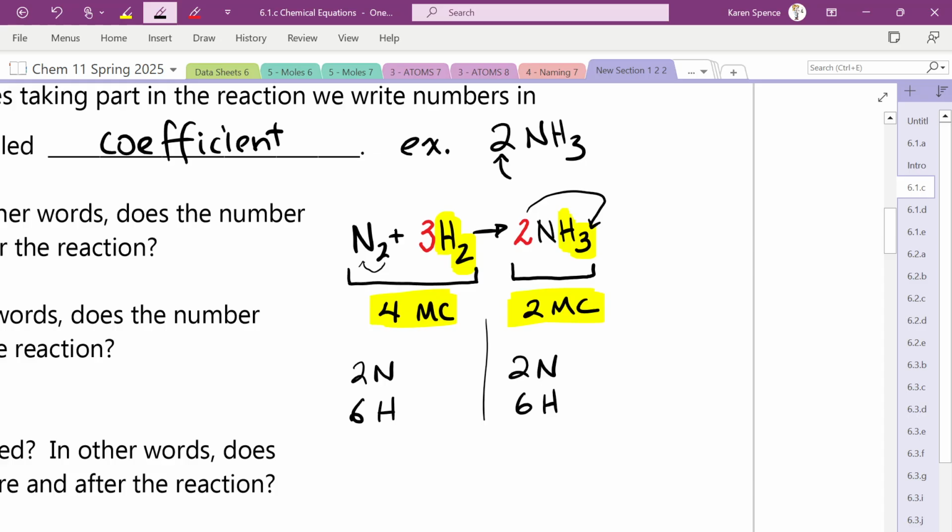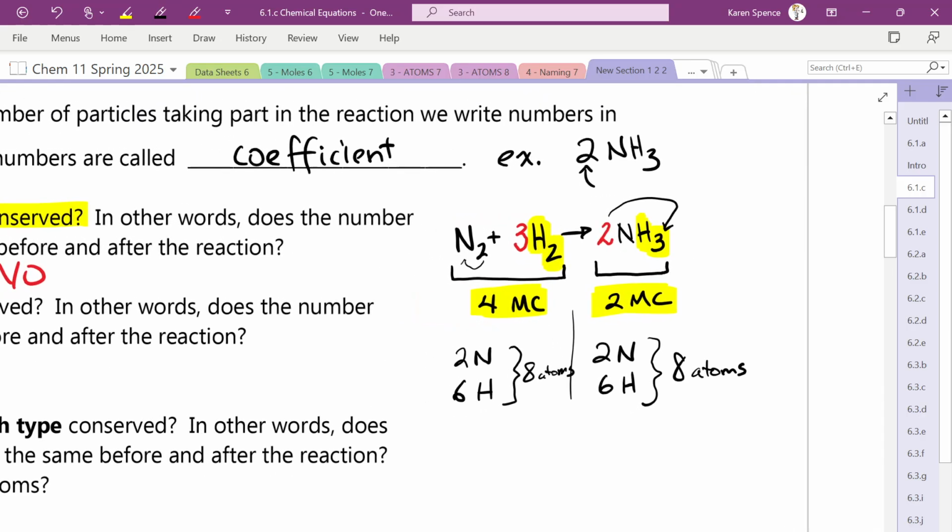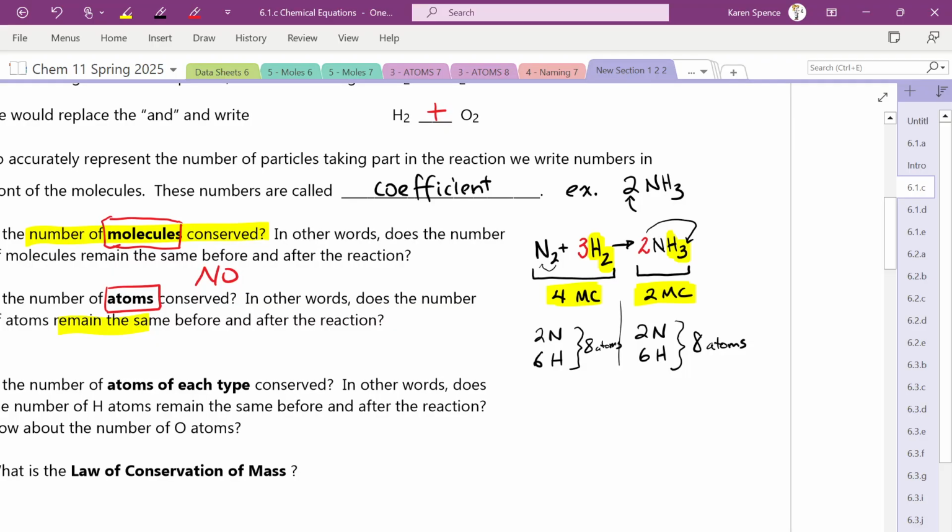So have we conserved the number of atoms? There's 8 atoms here. And there are 8 atoms here. Did we conserve atoms? Yes. So was the number of atoms conserved? Did it remain the same? The answer is yes. How about the atoms of each type? Did each type also remain the same? Yeah, the N atoms stayed the same, the H atoms stayed the same, so the answer is yes.